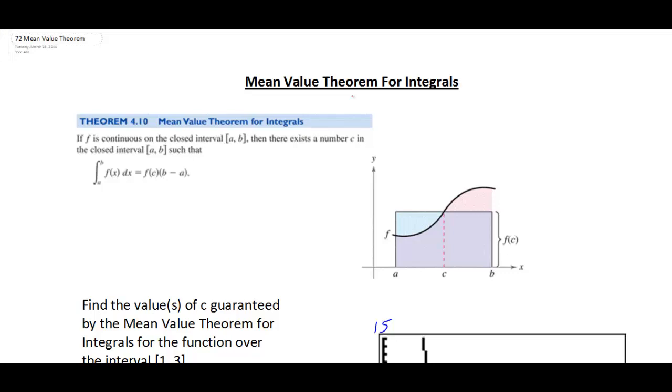Here in this video, we're going to look at what's called the mean value theorem for integrals. It says that we have a function that is continuous on the closed interval from a to b. It tells us there's going to exist a number c within that interval such that the following equation is true, where the integral of our function from a to b is equal to this f of c times b minus a. Before we explain this, let's look at the graph over here at the right.